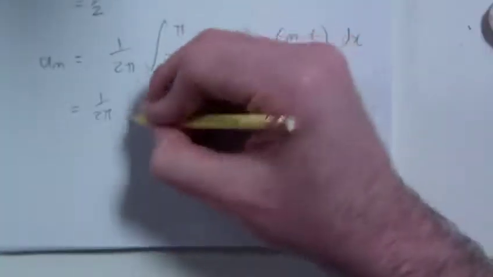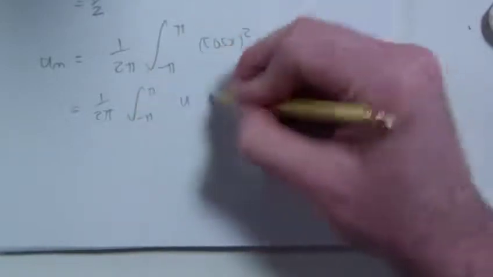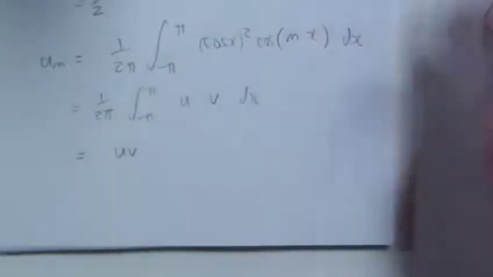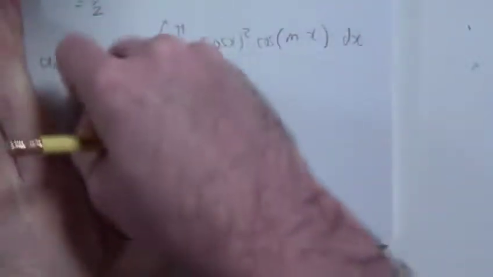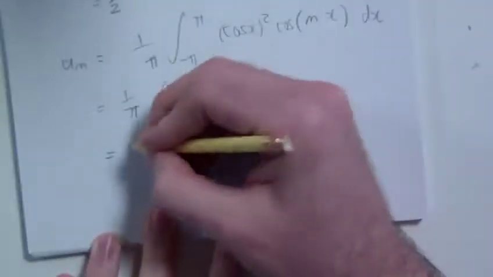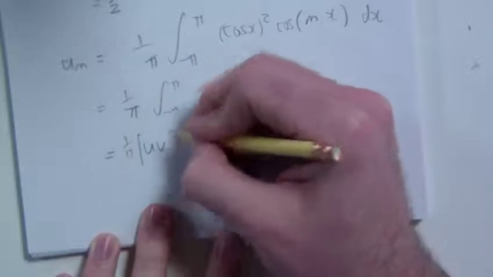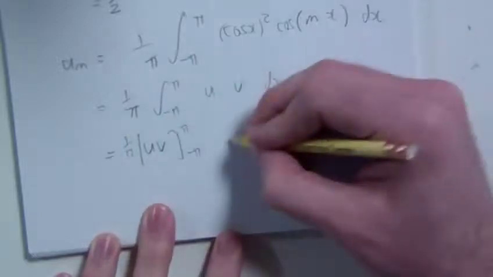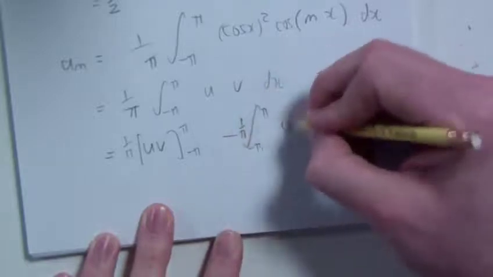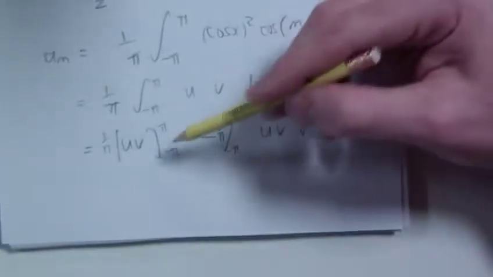Integration by parts, hey? Is it 1 on pi? Oh, it is. The 2 pi is only for the 0, isn't it? You're right. So what I've done is integration by parts, but I've whacked a 1 on pi in front of everything and a minus pi to pi.